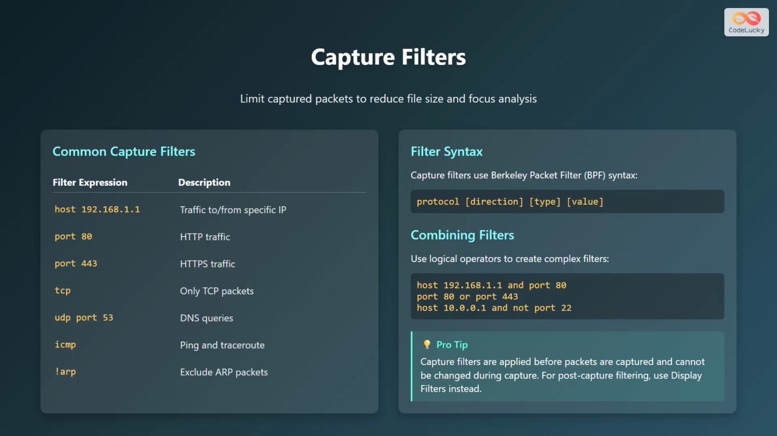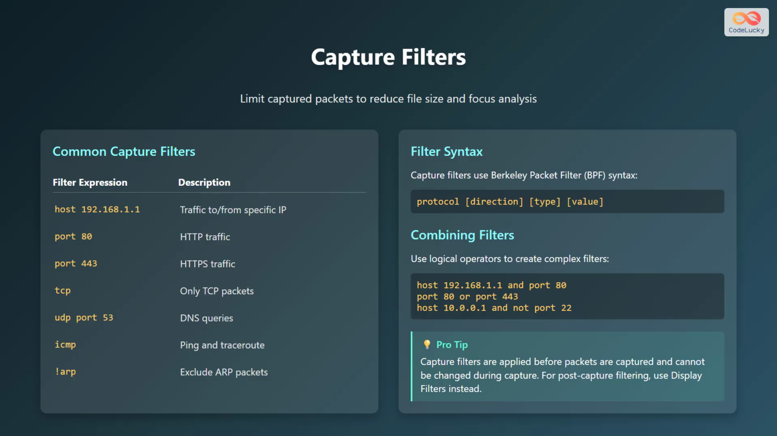TCP captures only Transmission Control Protocol packets, while UDP port 53 captures Domain Name System queries. ICMP captures Internet Control Message Protocol traffic, which includes ping and traceroute packets. Finally, ARP excludes Address Resolution Protocol packets from the capture.